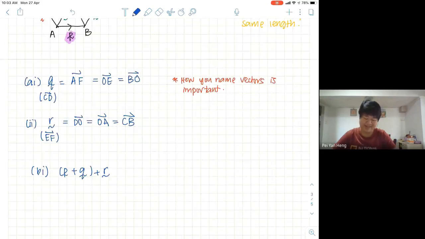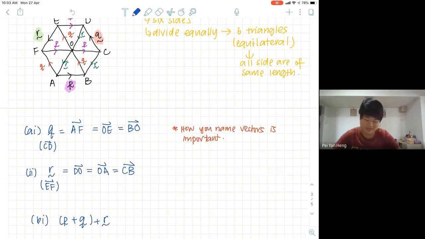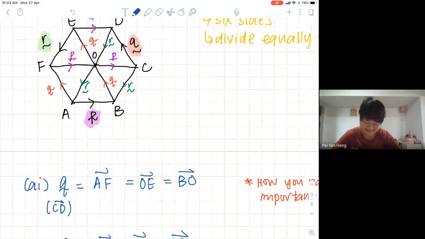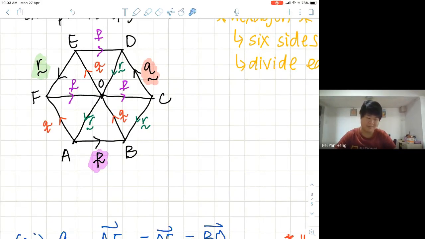Okay, so you have vector P plus Q plus R. So how do we do this? If you look at your diagram, you can pick any one. Since they want P plus Q plus R, what do you notice? I just drew a triangle and I end back at the same point.